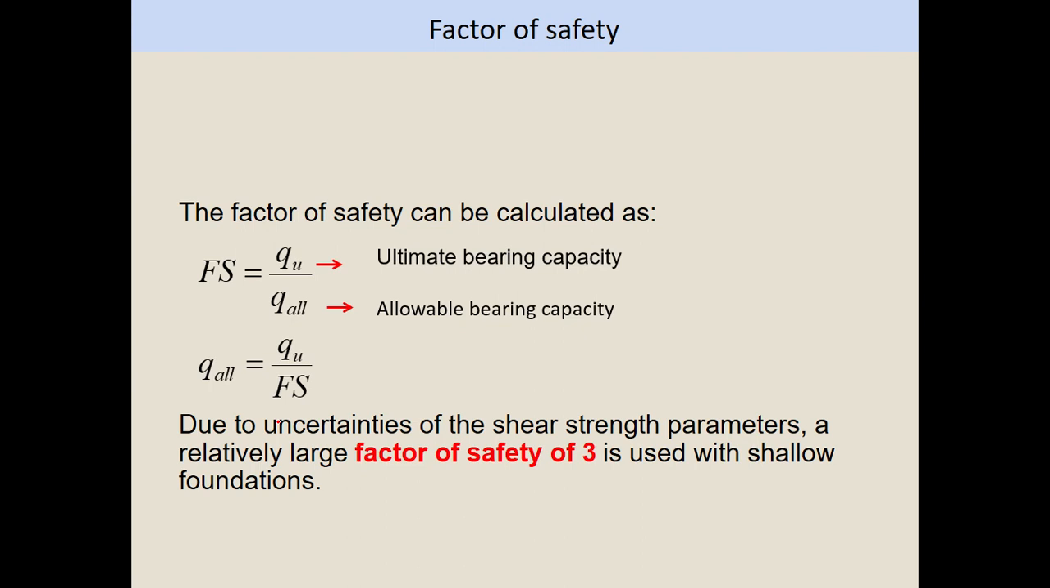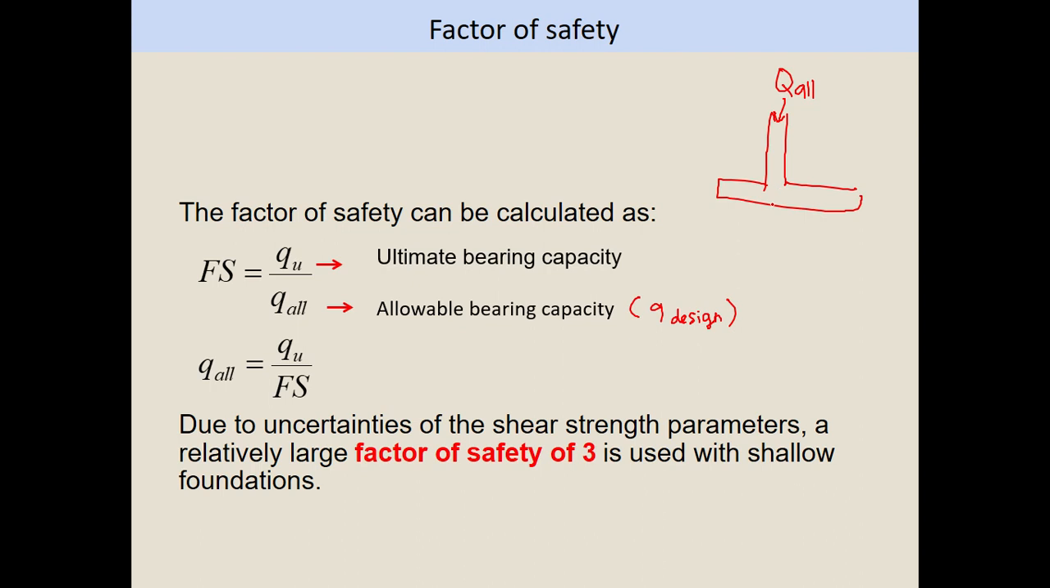Ultimate is the maximum pressure. And then q allowable bearing capacity is the q design. So we use this stress to design the foundation. For example here, if you want to design the foundation, you have to calculate the q allowable. This is the q design.